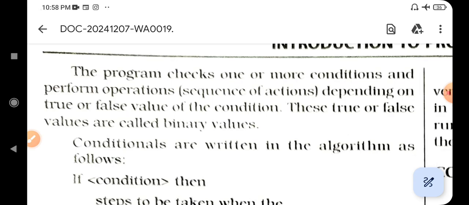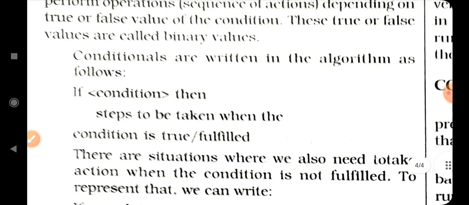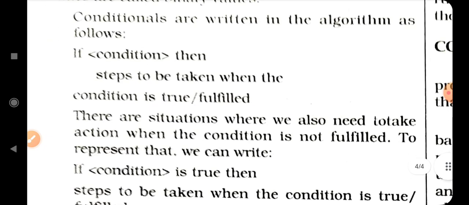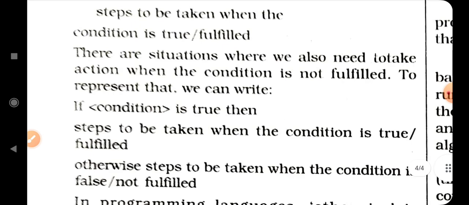The program checks one or more conditions and performs operations, sequences or actions depending on the true or false value of the condition. These true or false values are called binary values. Conditions are written in the algorithm as follows. If condition, then the steps to be taken when the condition is true or fulfilled. There are situations where we also need to take action when the condition is not fulfilled.